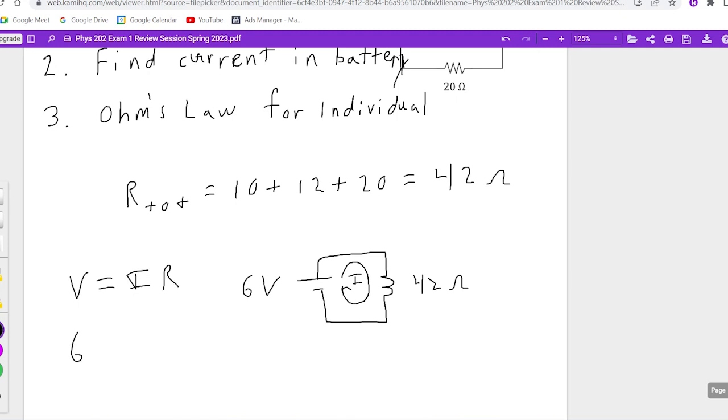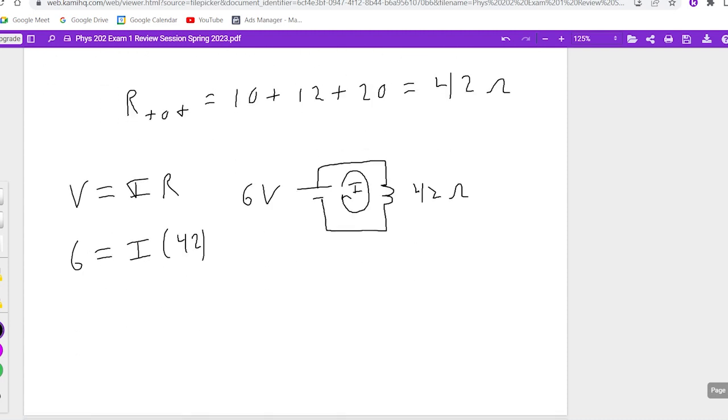Now voltage is 6. Current is what we're solving for. And the resistance is 42. So you just need to divide by 42, and you're going to get a current of, I wrote it as a fraction. You can write it as a decimal. It really doesn't matter. But I got 1/7 amps. Okay. So there's my current.